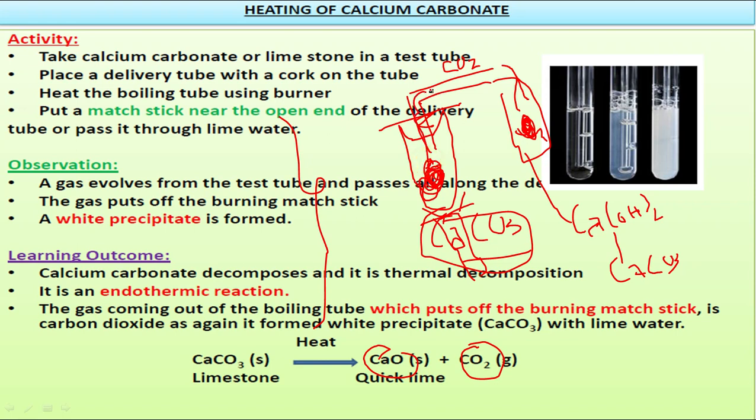And if this CO2 gas is passed to another test tube having calcium hydroxide solution, that is called slaked lime solution, it turns milky. It turns milky means it changes to white color, coloration will be there, due to the formation of a white precipitate of calcium carbonate.